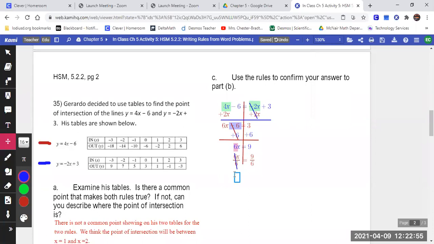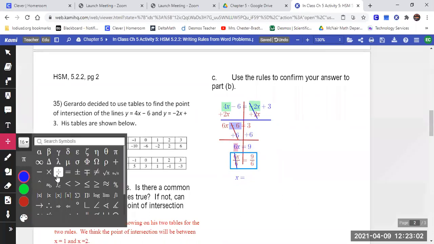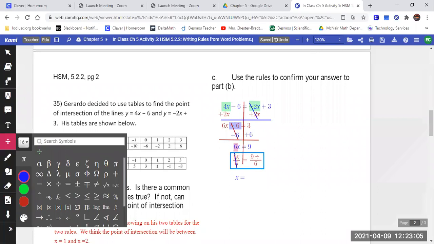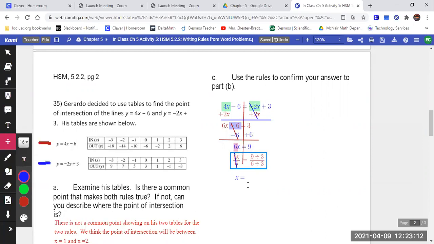Now, is that fraction simplest form? No. What can I divide the top and the bottom by to make it simpler? Yeah, we can divide the top and bottom by 3. Exactly. So let's divide the top and bottom by 3 to tell us what the simplest form is going to be. What would it be? 3 over 2. Now, is that between 1 and 2? Bigger than 1, but smaller than 2?